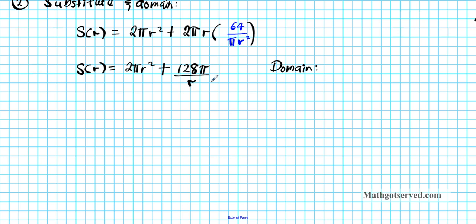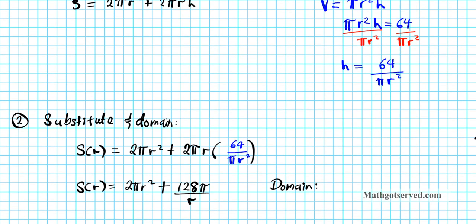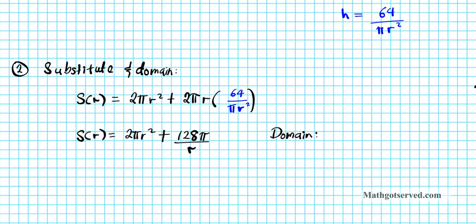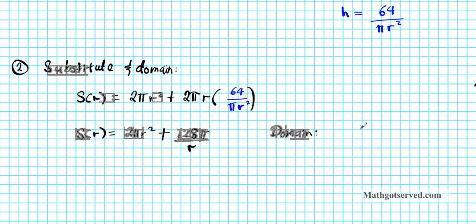And r cannot be negative because it doesn't make sense for you to have a negative radius. So r has to be bigger than 0. Now, how small can r get? If r gets arbitrarily close to 0, this term gets to 0, and this term dominates. It becomes really, really large. Okay? So it approaches infinity.